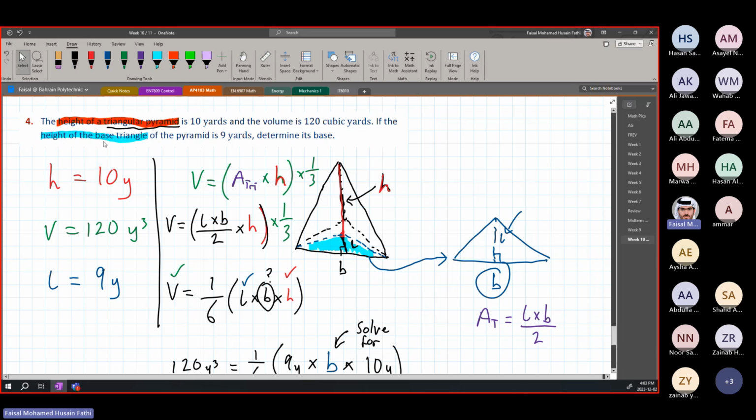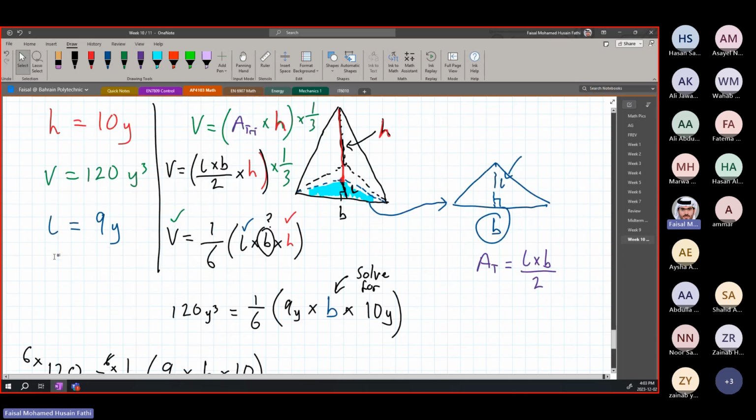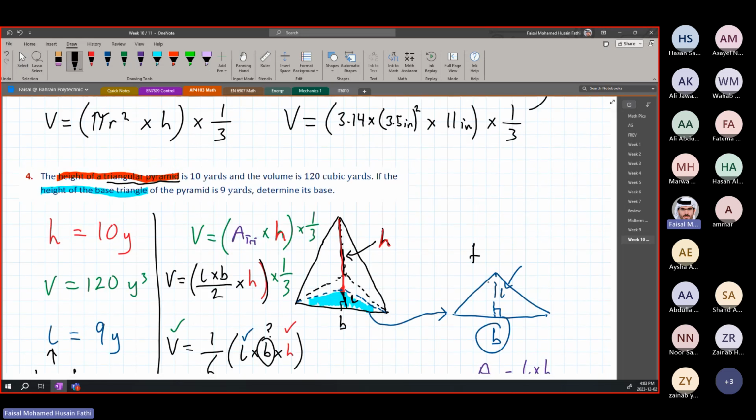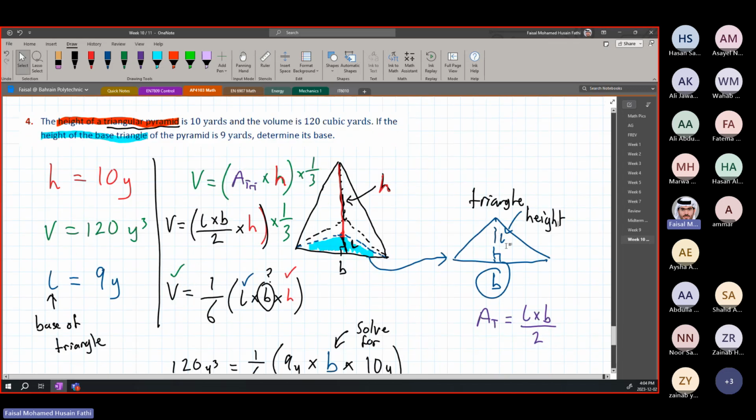The length of the pyramid. I should say, the length here, L, it's not actual length, it's the height of the base triangle, not the triangular pyramid. This triangle over here. Okay, so this is the L, the height. We just named it L. Okay, the height L is 9 yards.